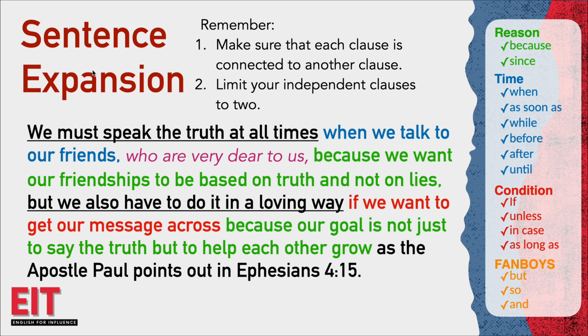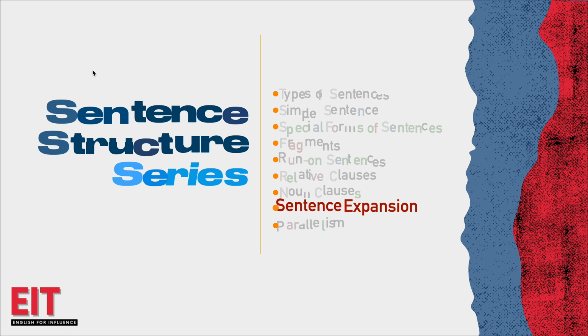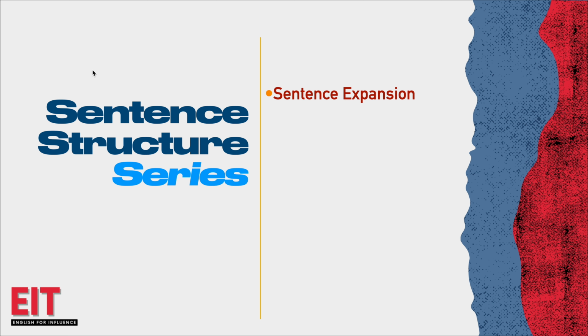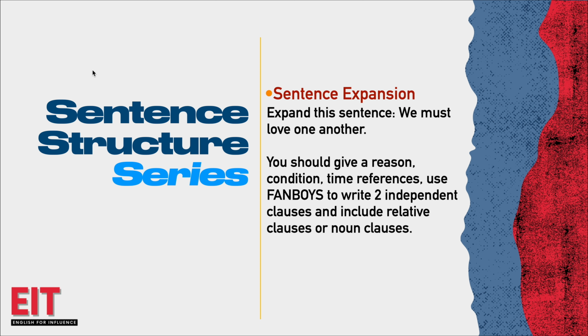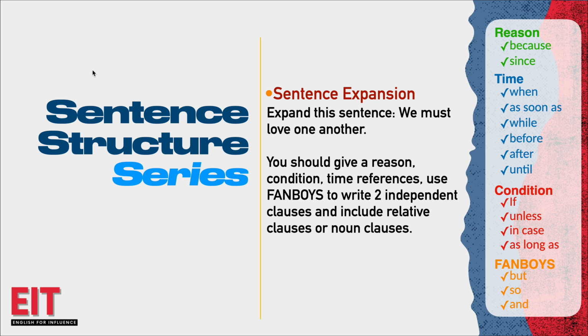And it's time for you to apply what you learned in this lesson. So for your assignment, I want you to try expanding this sentence: We must love one another. So I wanted to give you something similar to work on. So again, you should give a reason, condition, time references using our subordinating conjunctions, and use fanboys to write two independent clauses, and include relative clauses or noun clauses. Just a reminder, you will be writing one sentence only. I hope I made that clear.